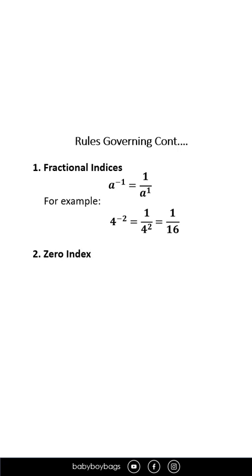And then the next rule is the zero index, where any power, raising any base to the power 0, it's going to give you 1. Whenever you raise any base to the power 0, it's going to give you 1. Even 100, even if you raise 100 to the power 0, it's going to give you 1. Even whatever big number you can imagine, if you raise it to the power 0, it's going to give you 1, right?